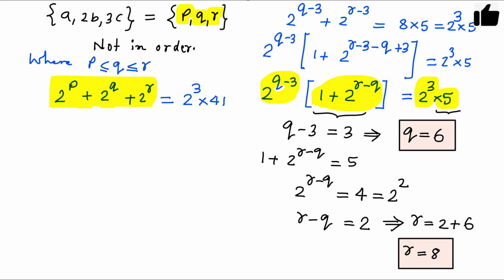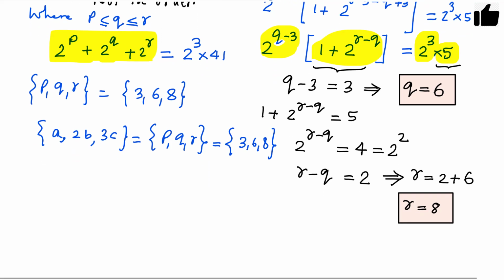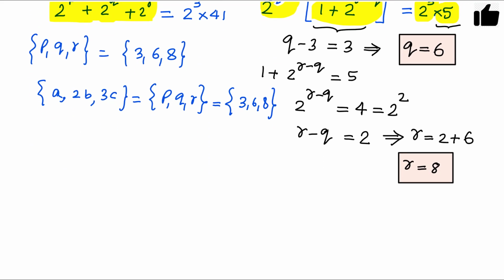So we found p, q, r, and the set of p, q, r is: p was 3, q was 6 and r was 8. And this is associated with a, b, c. So you can say the initial set was a, 2b and 3c. This was linked with p, q, r, and now I know p, q, r is nothing but 3, 6, 8. So now I can associate this and then I can find the value of a, b, c. So let us do that.